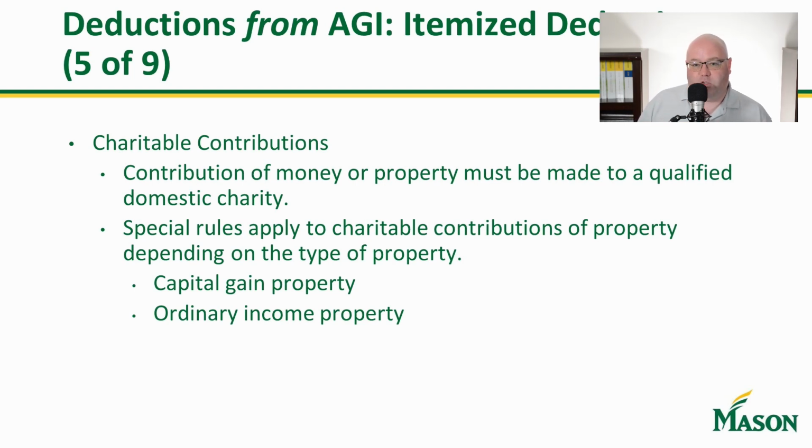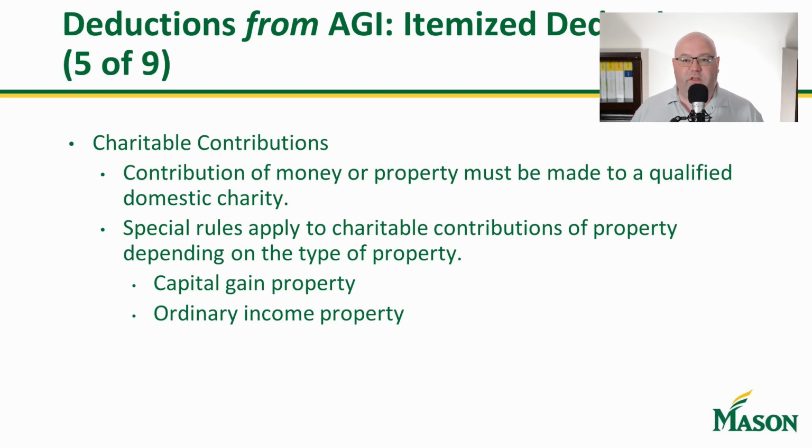Special rules apply to contributions of property depending on the type of property. So you have capital gain property, ordinary income property. There's going to be different types. There's levels for 50%, 30%. And what you want to do, if you have somebody who, 9 times out of 10, if they're donating cash, it's a 50% contribution. There's no ifs, ands, or buts. But there are certain other types of contributions that are 30%.